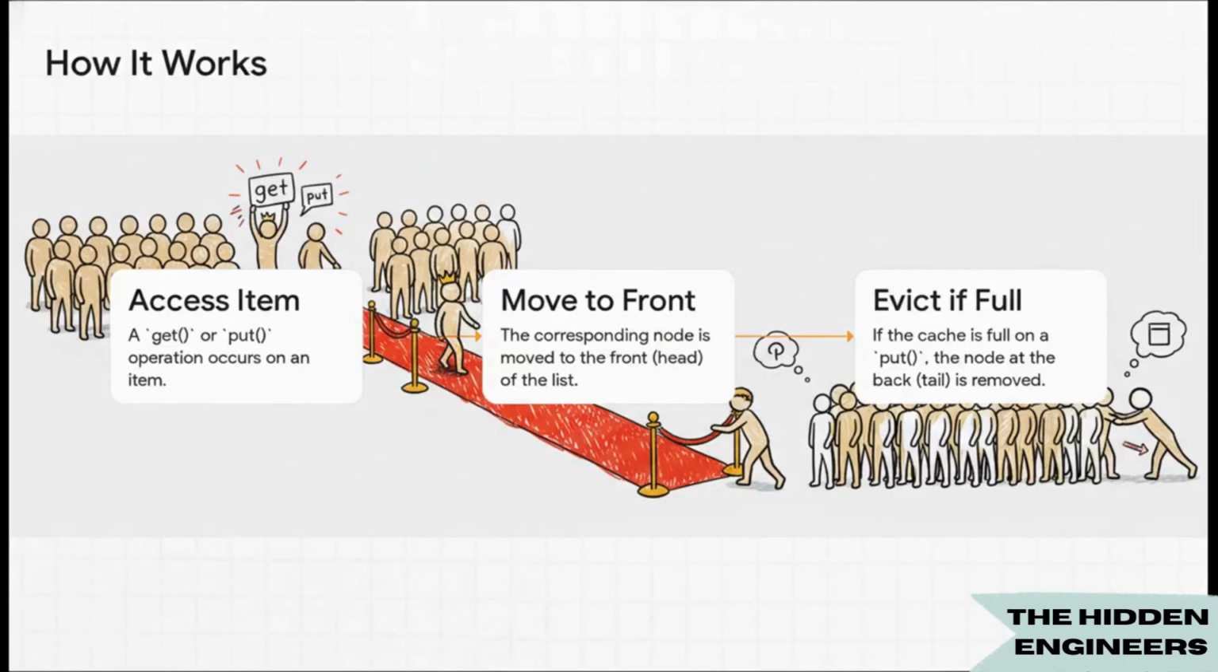I love this analogy. Think of it like a VIP line at a club. Every single time an item is accessed, whether you get it or put it, it gets to jump to the very front of the line, the head of our list. This automatically marks it as the most recently used. So what happens when the club is full and a new person shows up? Simple. We just kick out the person at the very, very back of the line, the tail of our list, because, by definition, they are the least recently used.